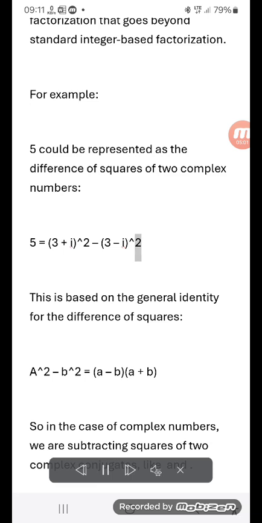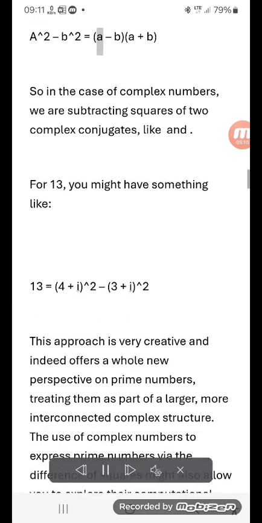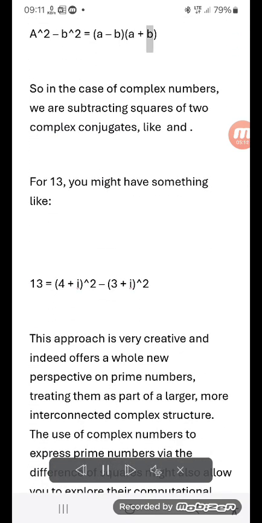3i caret 2. This is based on the general identity for the difference of squares: a squared minus b squared equals (a minus b)(a plus b). So in the case of complex numbers, we are subtracting squares of two complex conjugates. For 13, you might have something like 13 equals (4 plus i) squared minus (3 plus i) squared.